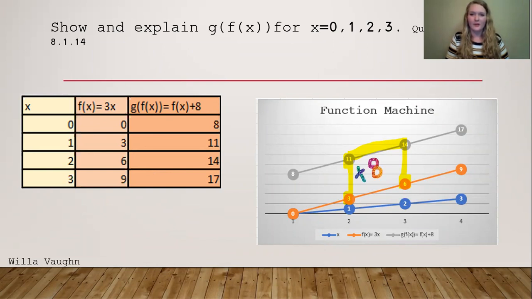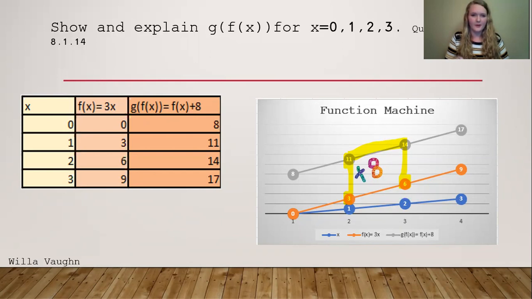So in this case, we have what x equals for 0, 1, 2, and 3. We figured out the f of x first, because it's easier that way. So for the first one, we have 3 times 0, because 0 is in place of x. For the second one, we have 3 times 1, which is 3. For the third one, we have 3 times 2, which is 6. And for the fourth one, we have 3 times 3, which is 9. And so we take those values and we put them inside of the g of f of x.